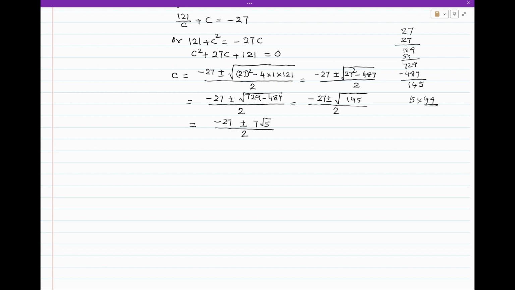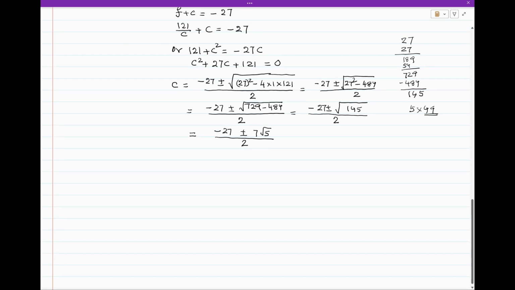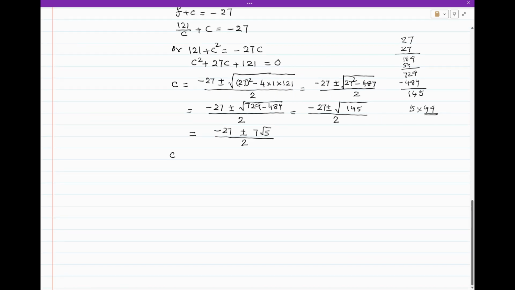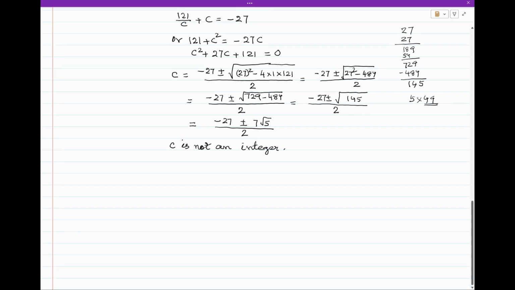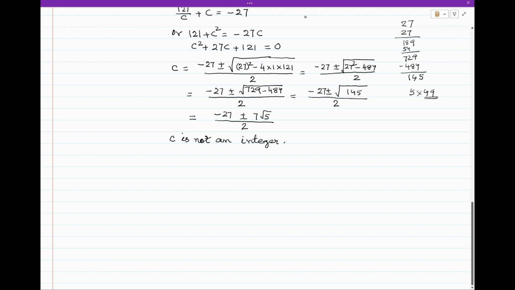Now the exact value does not matter. We observe here that C is not an integer. In the question it is mentioned that the coefficients have to be integers. C is also a coefficient and it is not an integer. Therefore, the solution B is equal to 0 is invalid.